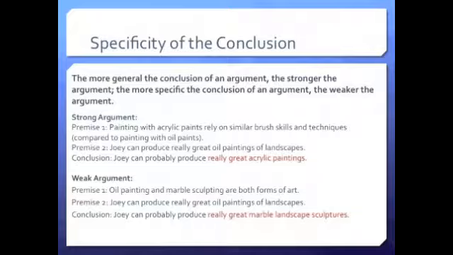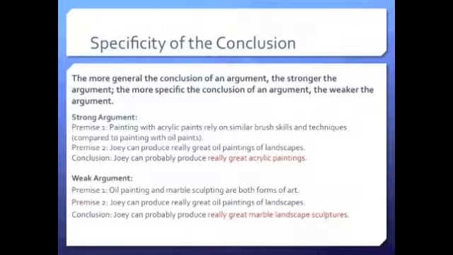Now consider the strong argument we have here. Notice how the conclusion is pretty general. It's about Joey being able to produce really great acrylic paintings. Because this conclusion is pretty general, the argument is actually pretty strong. The reason for this is because there are more ways to fulfill this conclusion than if it were a really narrow conclusion.